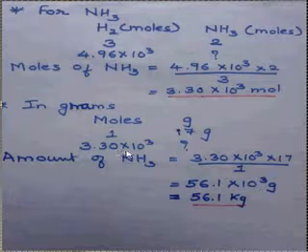So 3.30 into 10 raised to 3 mole will be how many gram? So amount of ammonia is equal to 3.30 into 10 raised to 3 into 17 upon 1, which is equal to 56.1 into 10 raised to 3, that is equal to 56.1 kg. This value is in gram, and we have converted it into kg. Now remember that you can solve the sum like this, or you can solve the sum as in the textbook. Only the thing is, the answer should be obtained correctly and all the steps should be done.